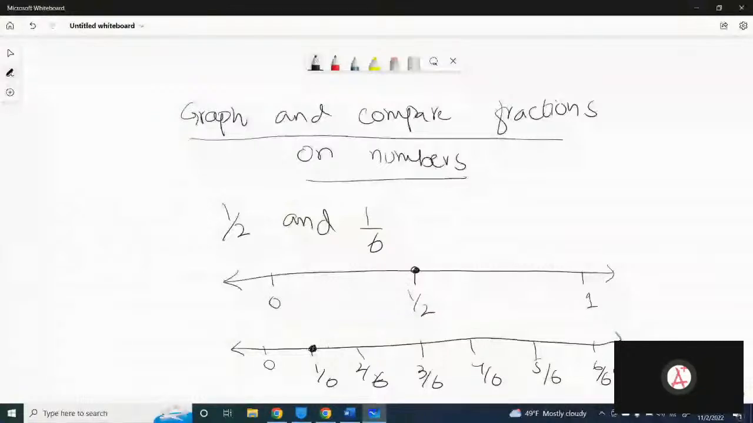You have to compare both the fractions. So how can you compare? You need to see which one is smaller. So is 1 by 6 smaller or 1 by 2? You can see the number line. 1 over 6 is less than 1 over 2, isn't it?